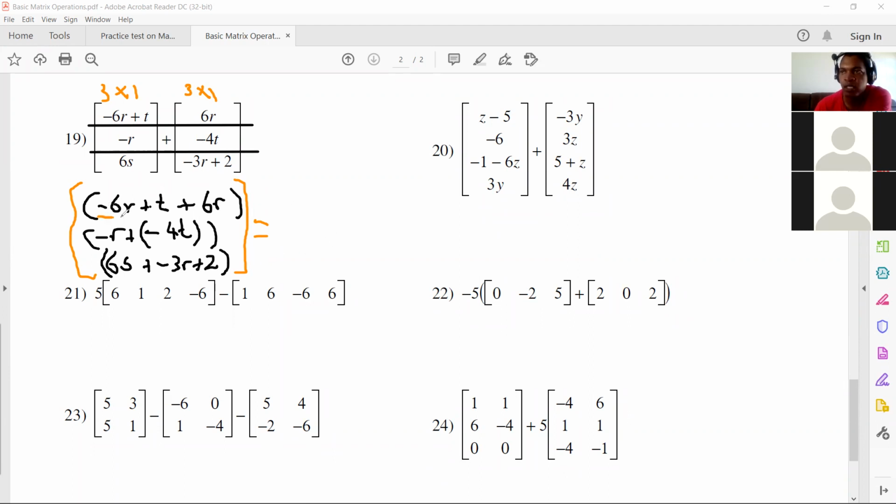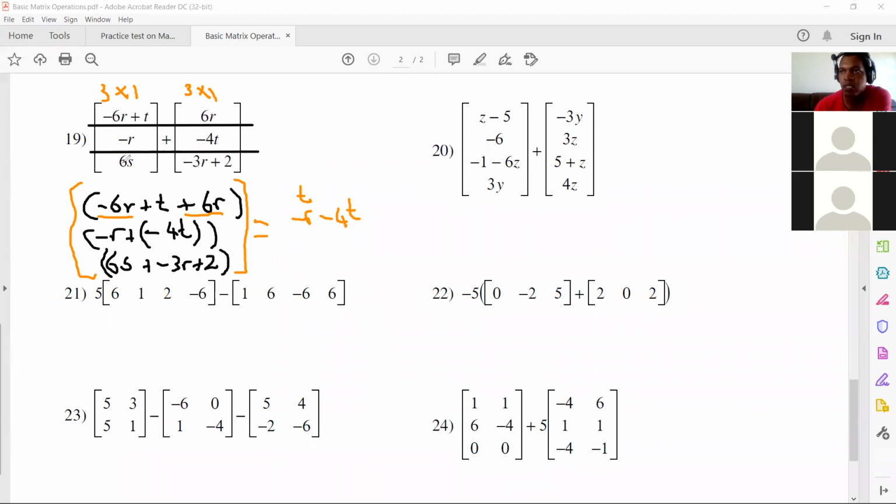I'm looking at minus 6r, grouping the like terms, plus 6r. Those two will cancel each other out and make a 0. So 0 plus t will only be t for the first row. For the second row, I have minus r plus minus 4t. That will just be minus r, and remember, the positive and the bracket negative makes a negative. So it will be minus 4t. That is the only answer we have there.